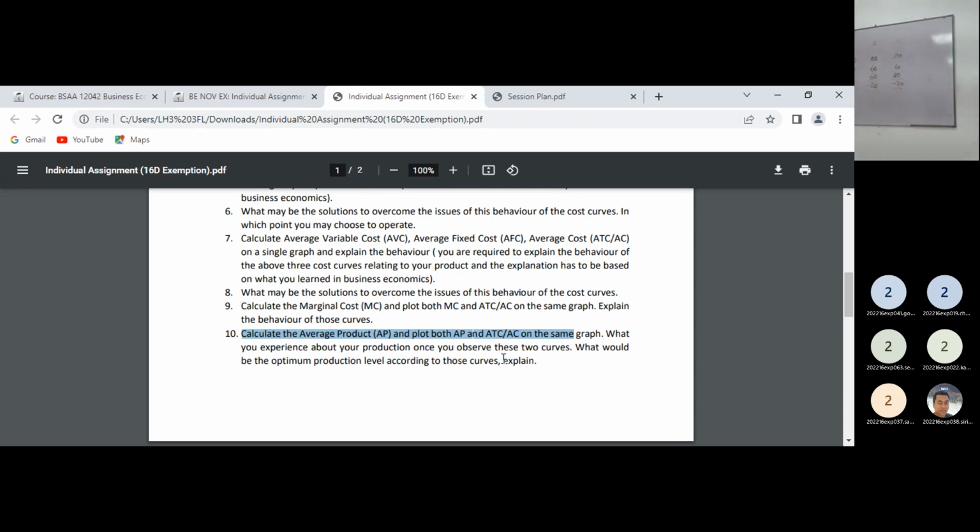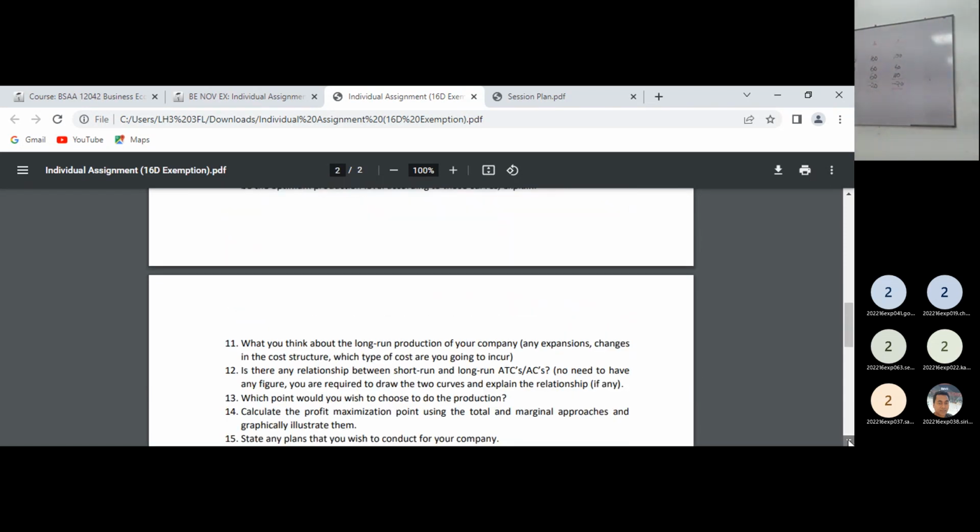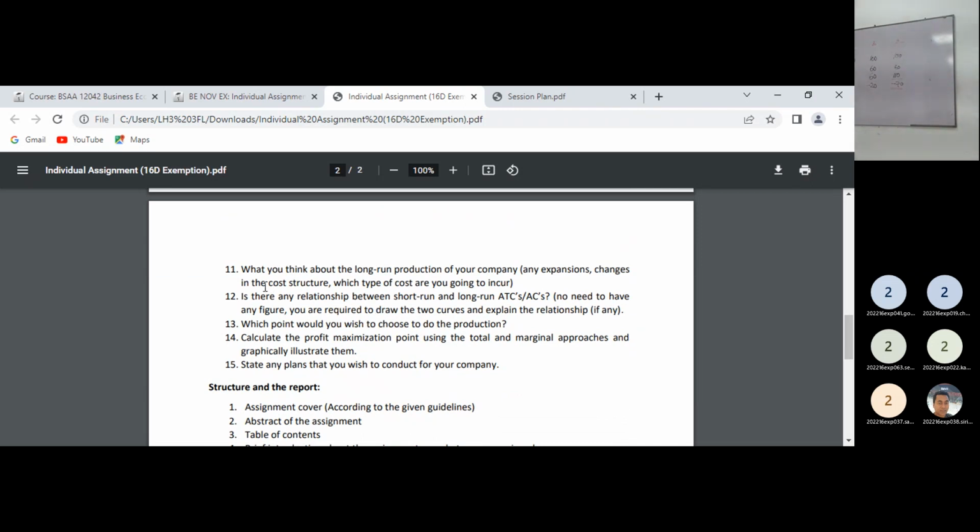That is what it says here. Then we discussed everything relating to the short run. Now it's all about your long run. So what do you think about your long run production? No need to graphically illustrate things. Just write any expansions.